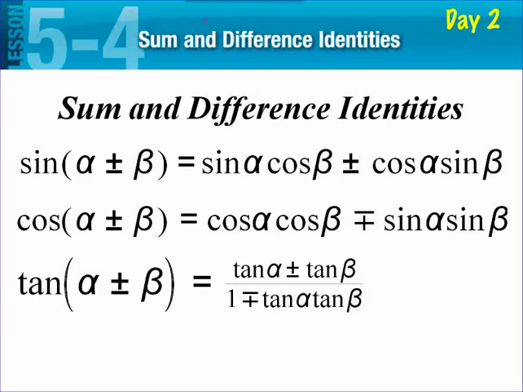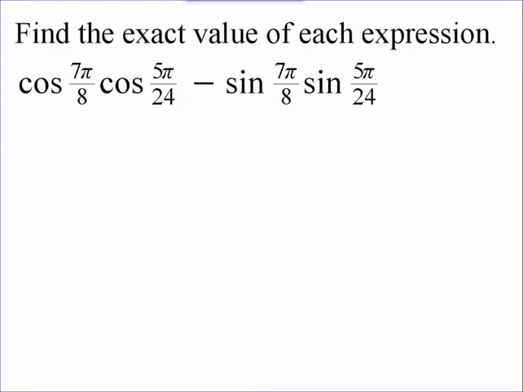Cosine is cosine, cosine, sine, sine. And then the tangent is the only one with tangent. Okay, so once again, sine is sine, cosine, cosine, sine. Cosine is cosine, cosine, sine, sine. So remember, those are also in your book. And so let's go ahead and look at the following. You can look in your book if you didn't get those down.